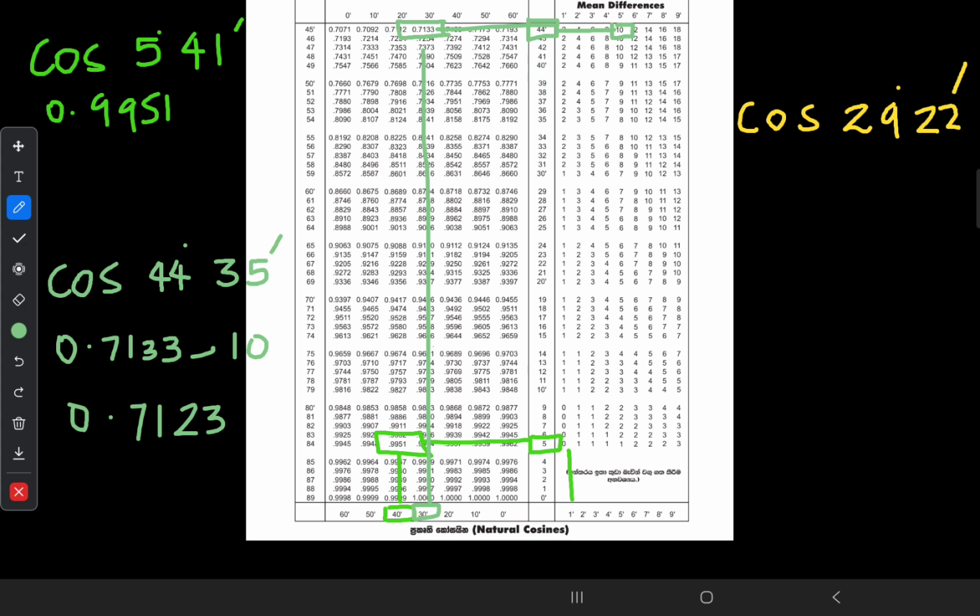In the third case, 29 degrees 22 minutes. 29 degrees 20 minutes would be this one, 0.8718. From that, let's subtract the second mean difference, which is 3. So 0.8715. That is the correct answer for cos 29 degrees 22 minutes.